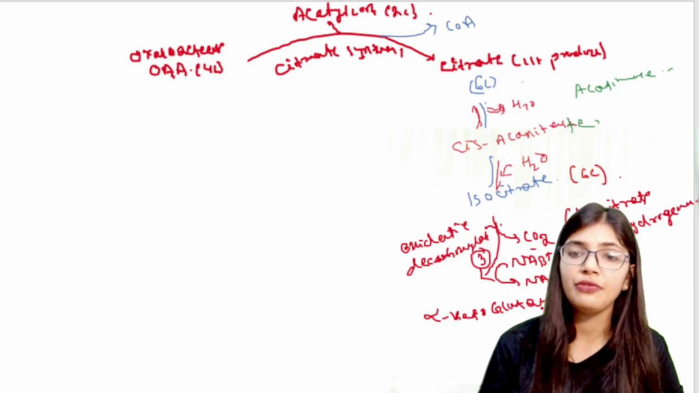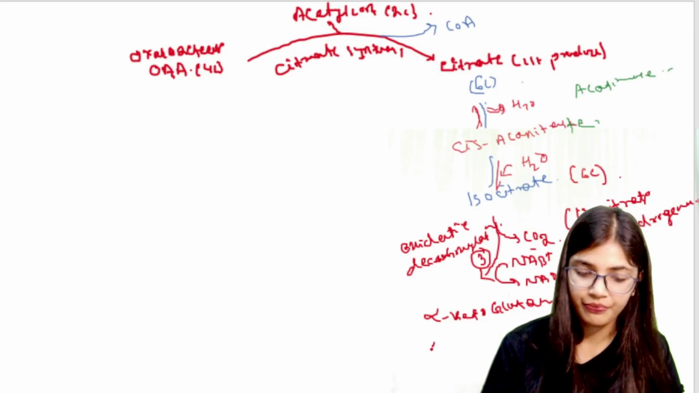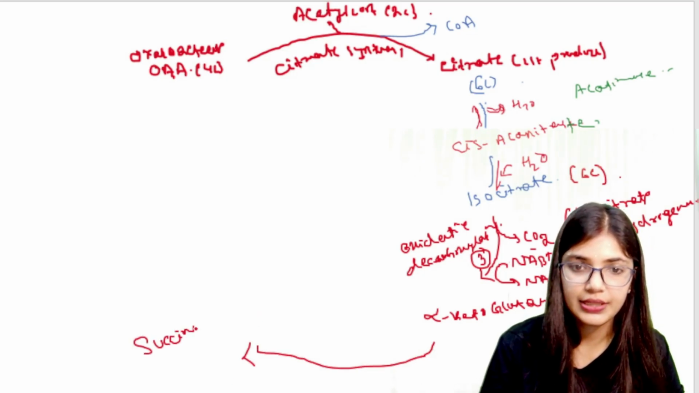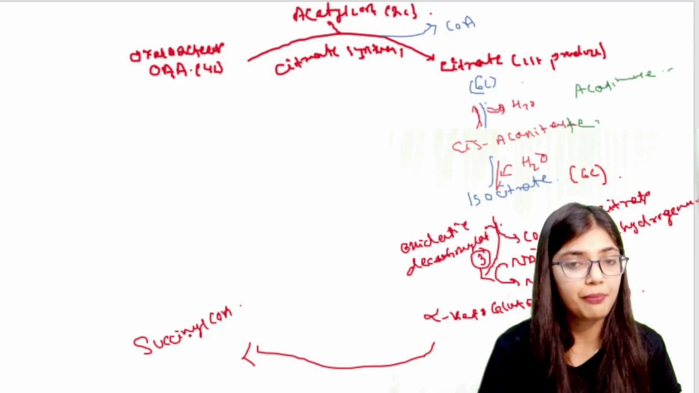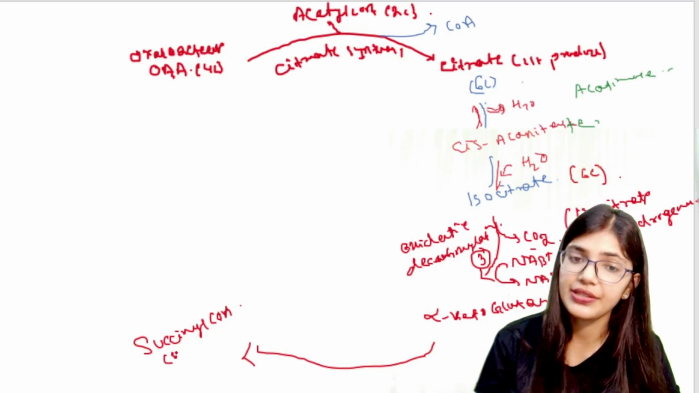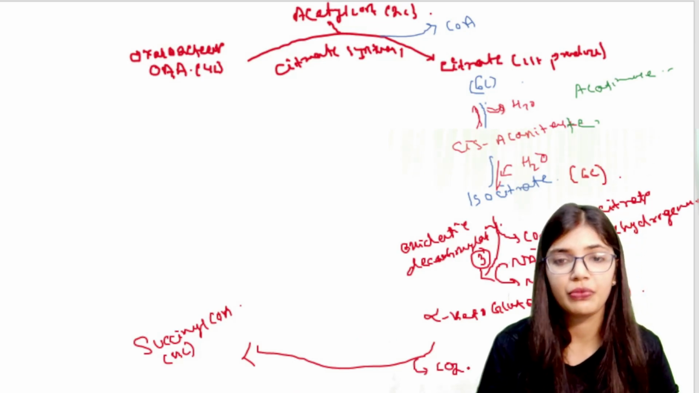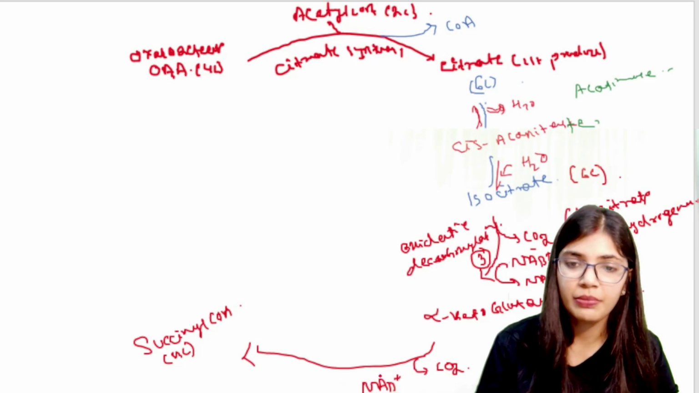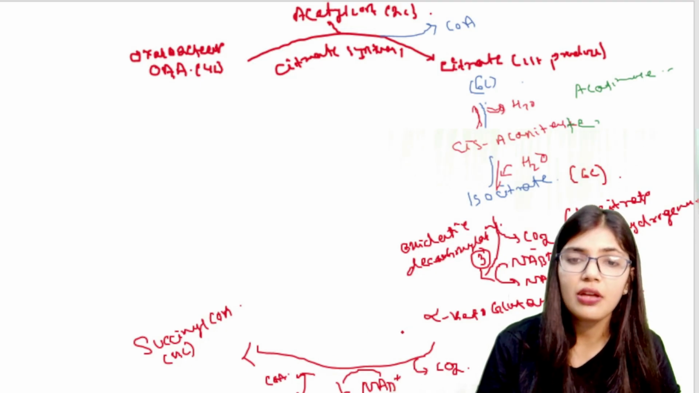Now this alpha ketoglutarate will be converted into succinyl coenzyme A. What happens in this case? This is a 5-carbon containing compound, but succinyl coenzyme A is a 4-carbon containing compound. So one CO2 molecule will be released, NAD plus will be converted into NADH, and coenzyme A will be utilized. This is the fourth step.